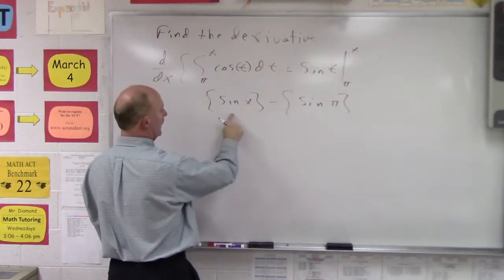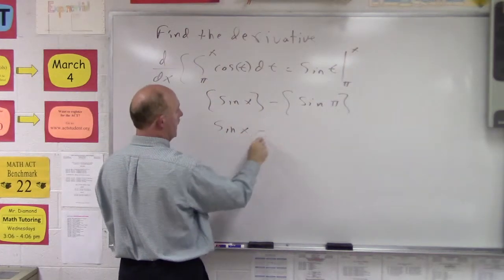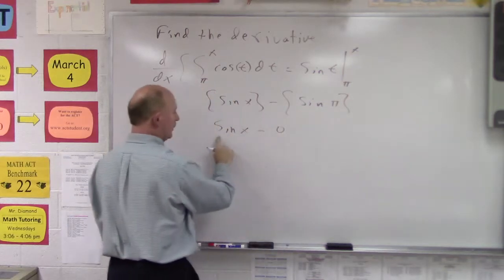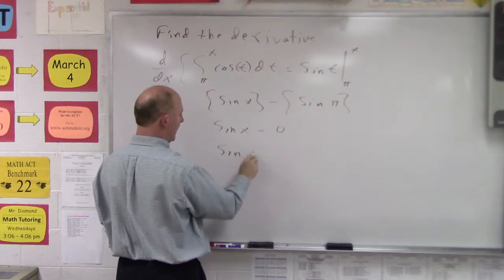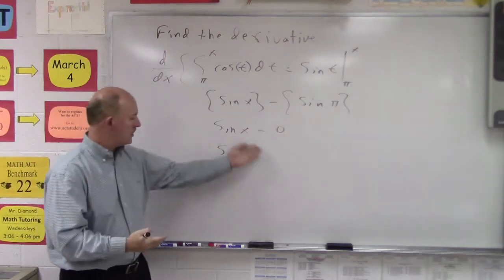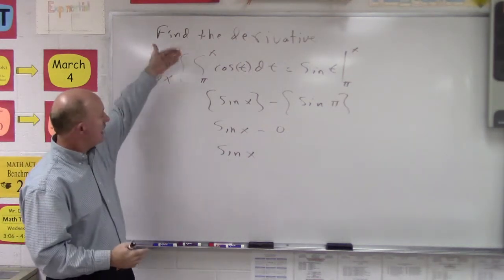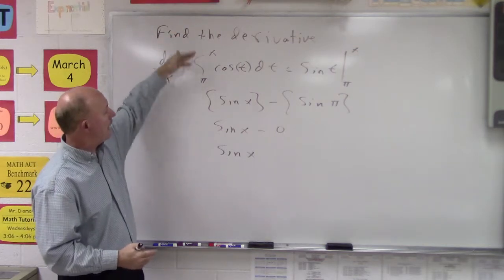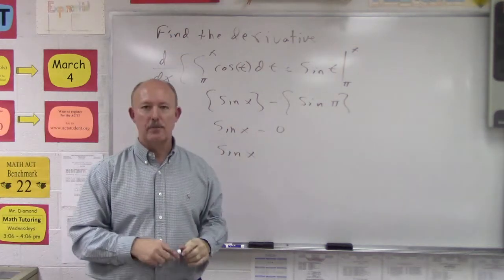Now, so we end up with what? Sine x minus, now sine pi is 0, so sine x minus 0, or just sine x. Okay, now this is the integral. This expression right here, sine x, would represent the area between the curve and the x-axis from pi to any number.